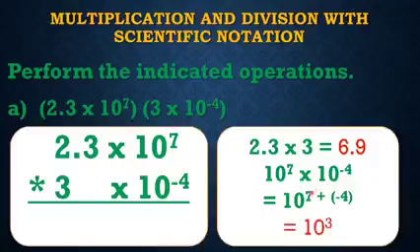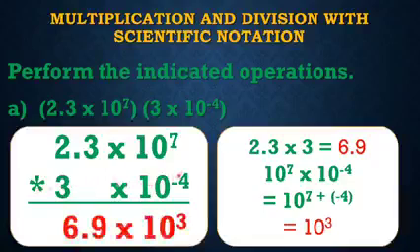So our exponential number will become 10 raised to 3. So that means 2.3 times 10 raised to 7 times 3 times 10 raised to negative 4, the product is 6.9 times 10 raised to 3.